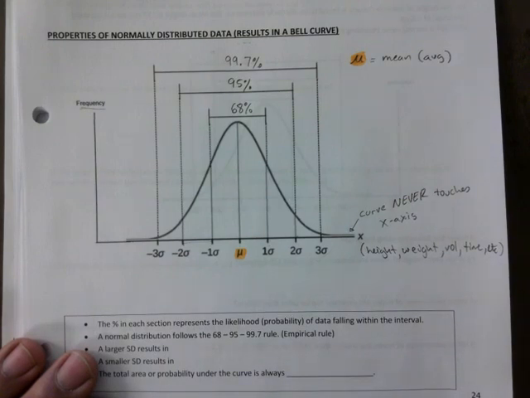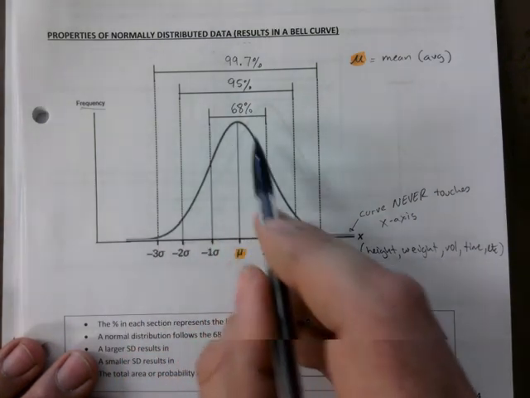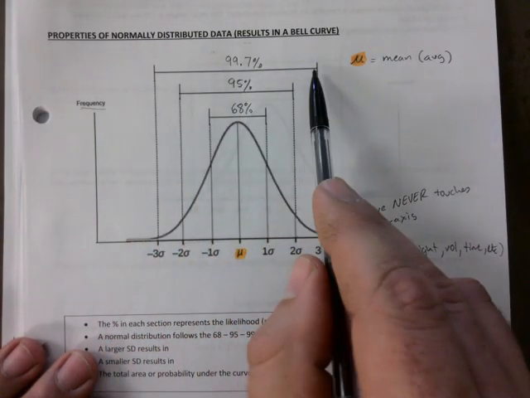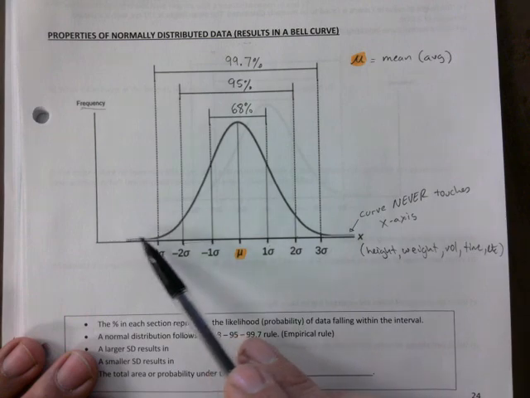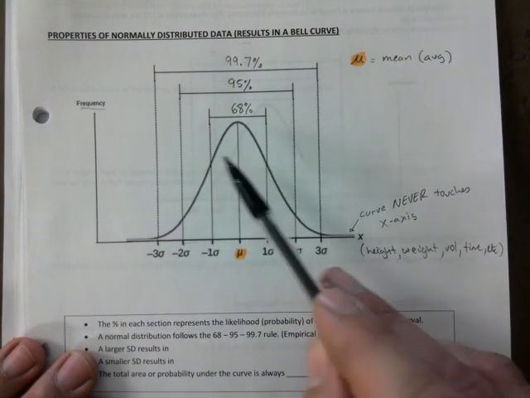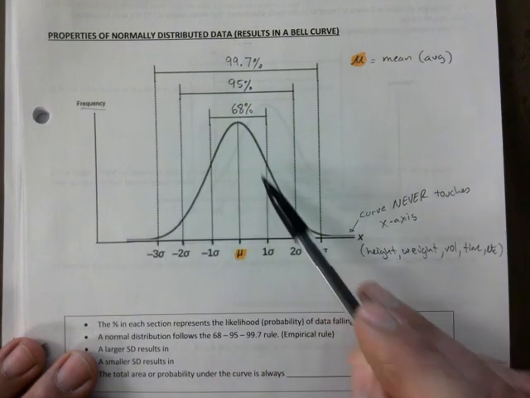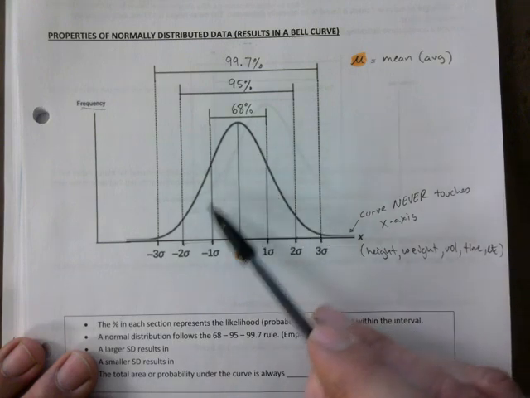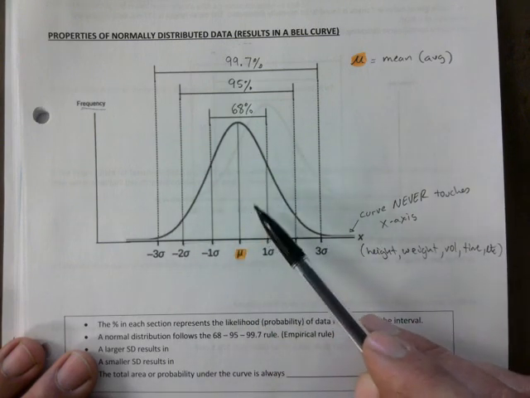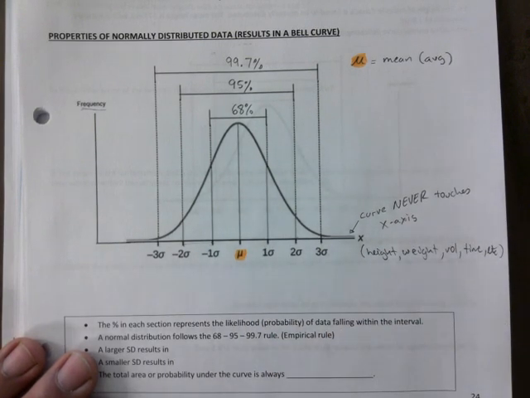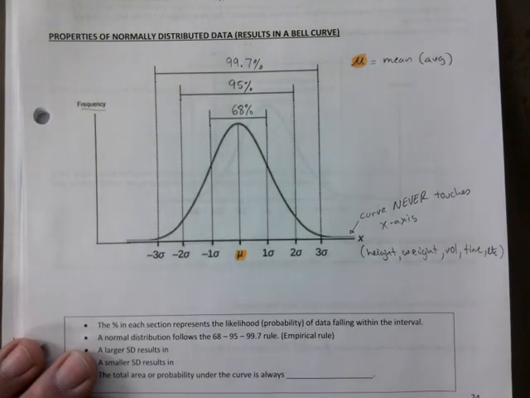But if you look at the whole curve, guys, you know how it's only 99.7%? The whole curve, it's 100%, right? It covers 100%. The probability that you are within this curve is 100%. Everybody fits in this curve somehow, okay?